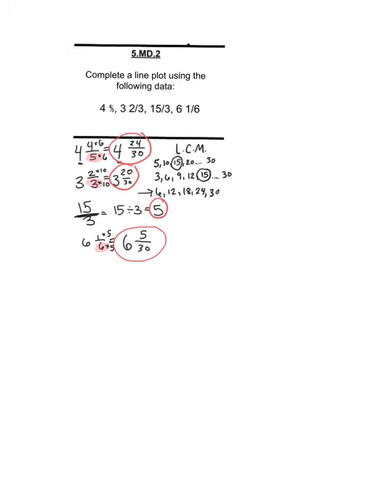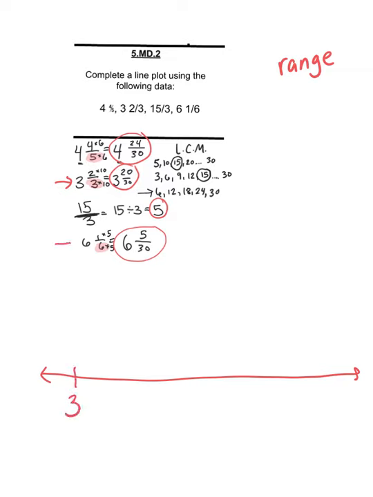Okay, so last step, I need to place these 4 numbers on my number line. Let's look and see what our range for our line plot needs to be. The range is the lowest value to the highest value. So it looks like my smallest value is 3 2/3. And my highest value is 6 1/6. So I'm going to make the range for my line plot between 3 and 7.